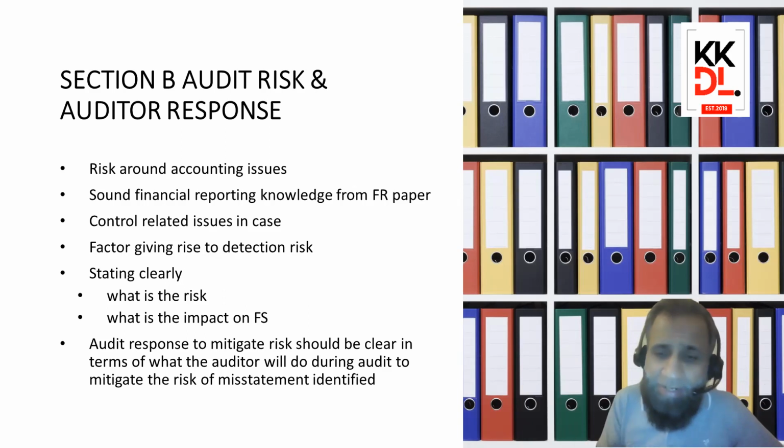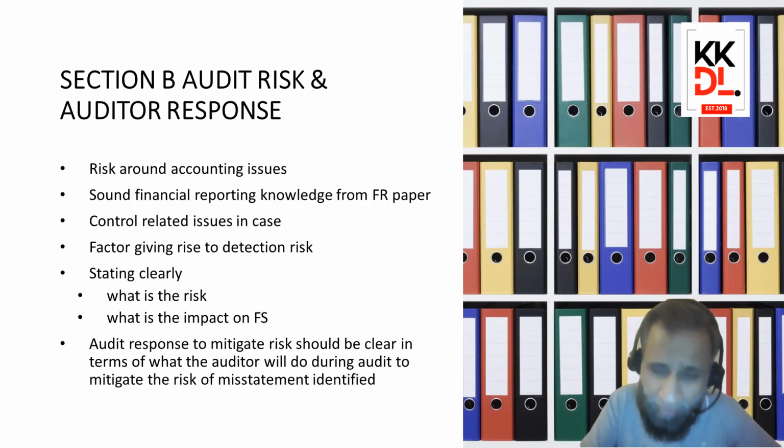The examiner tells us that a lot of times the students write recommendations to management in audit response. Audit response is an action which the auditor will take to mitigate the risk identified. If there is a risk of overstatement in revenue, what step will the auditor take? Will he increase his sample size? Will he perform more substantive procedures on revenue? This is relatable to the auditor.